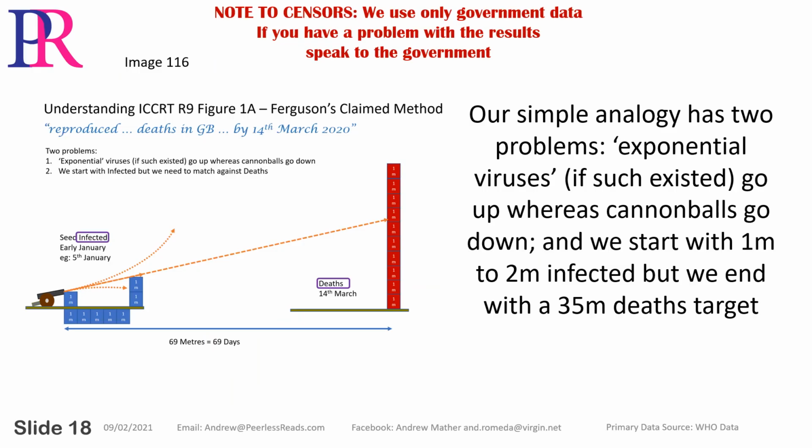Our simple analogy has two problems. Exponential viruses, if such existed, go up, whereas cannonballs go down. And we start with 1 meter to 2 meter infected, but we end up with a 35 meter deaths target.